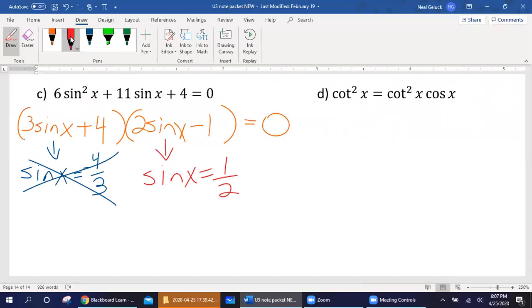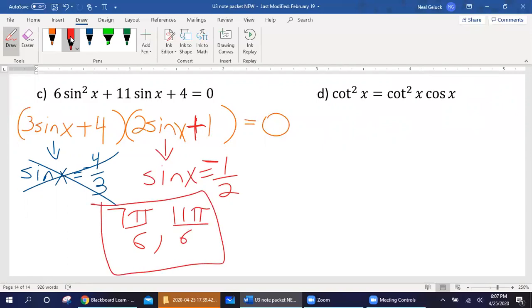Where does sine equal 1/2? We've already done this. It's a 30 degree in the first quadrant, pi over 6. Oh, I'm sorry. I made a mistake here. When it factored, it was 2 sine plus 1. Sorry about that. Which would mean this is -1/2. Which means 7 pi over 6, which we have done as well. 7 pi over 6 and 11 pi over 6 are my answers.